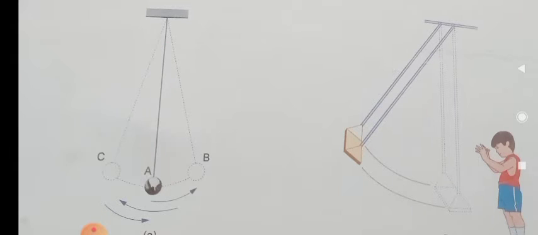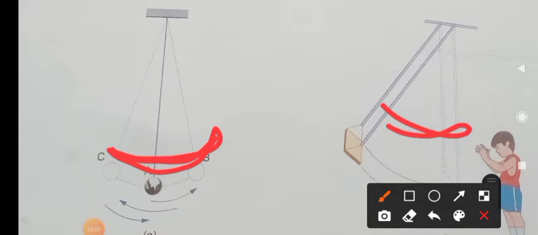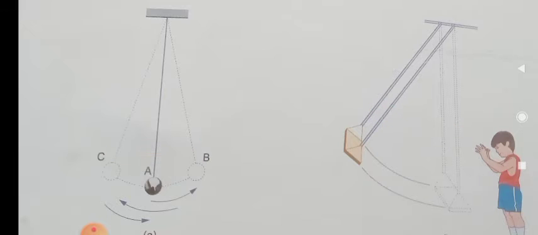And this type of motion, that is moving front and back, is called oscillatory motion. Okay, moving front and back from the mean position is called oscillatory motion. So do you understand about oscillatory motion? What about periodic motion? See, this will happen in a particular time period.